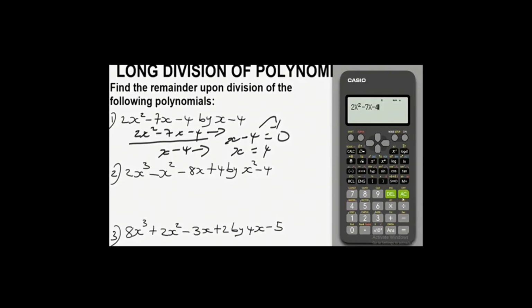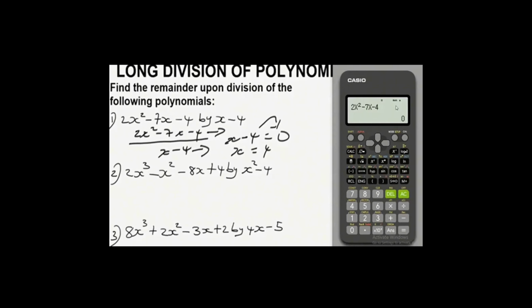Let's press equal to and see the output. That will be the remainder of this polynomial. So we have it to be what? 0. So the remainder of this polynomial, guys, is 0. It is as simple as this. This is the idea. So let's solve question 2.